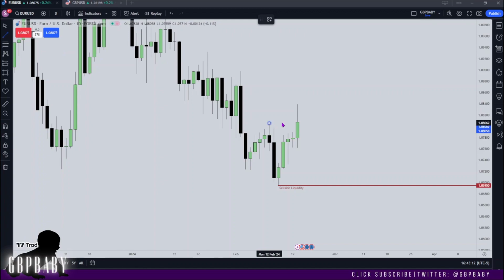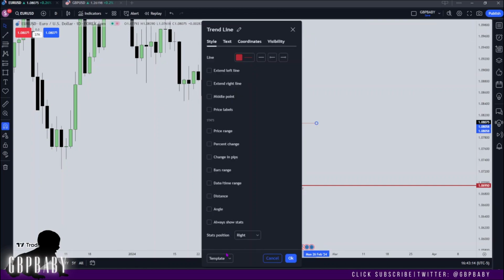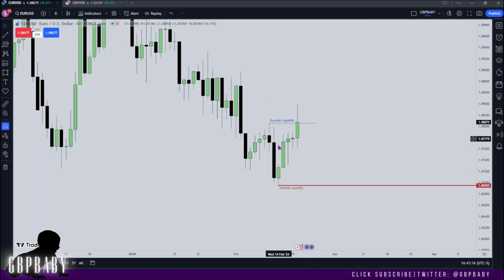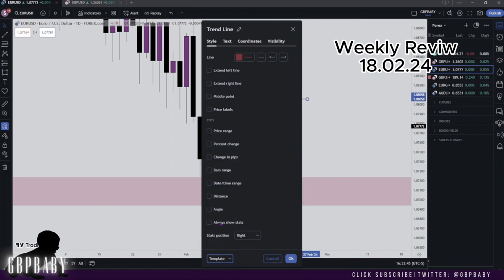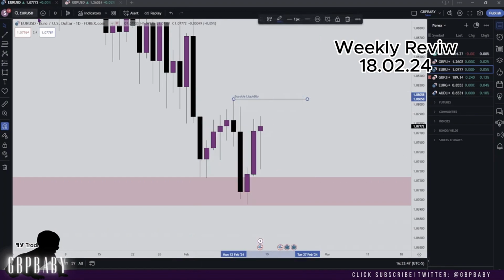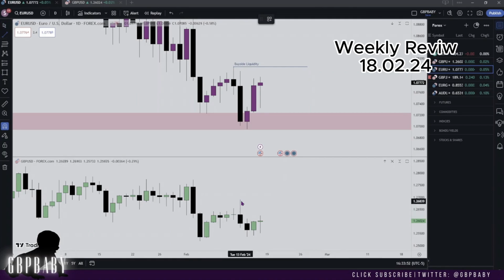I did say this in Sunday's video as well, to anticipate this buy side liquidity getting taken. That's exactly what happened. We may find some SMT divergence in terms of Euro may take out this buy side liquidity here. GBP may fail to take out that same swing high.